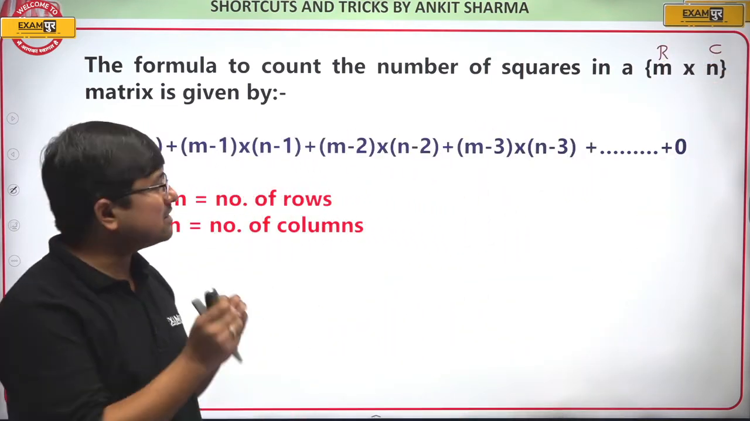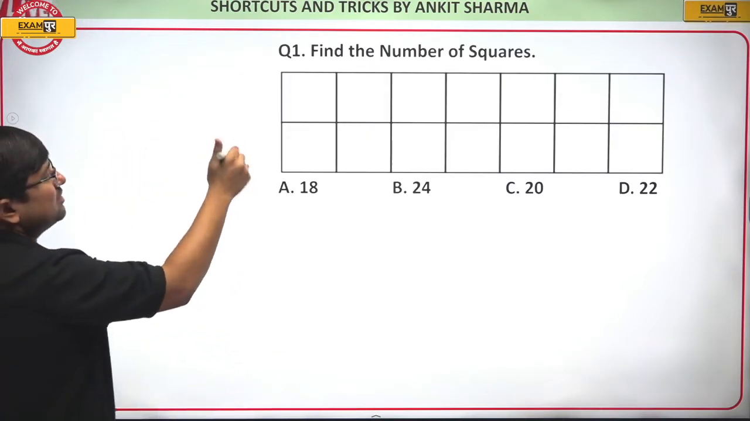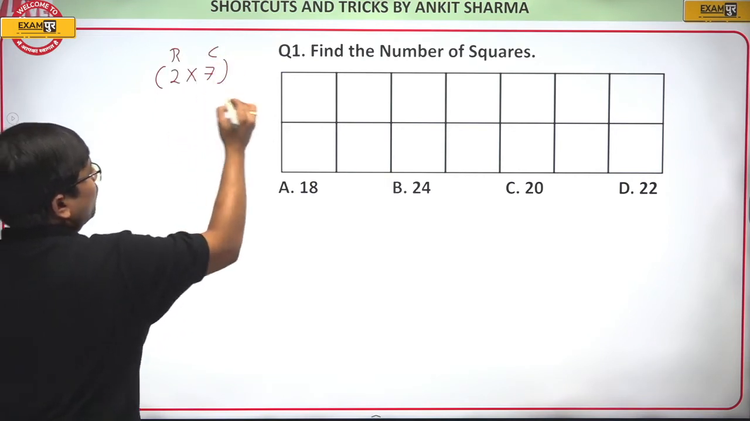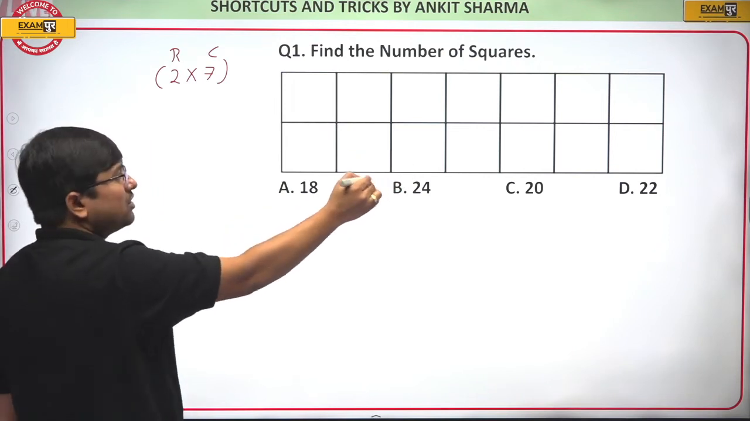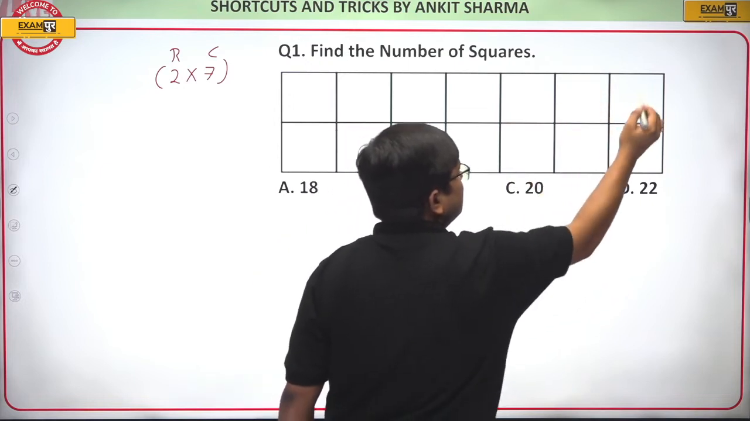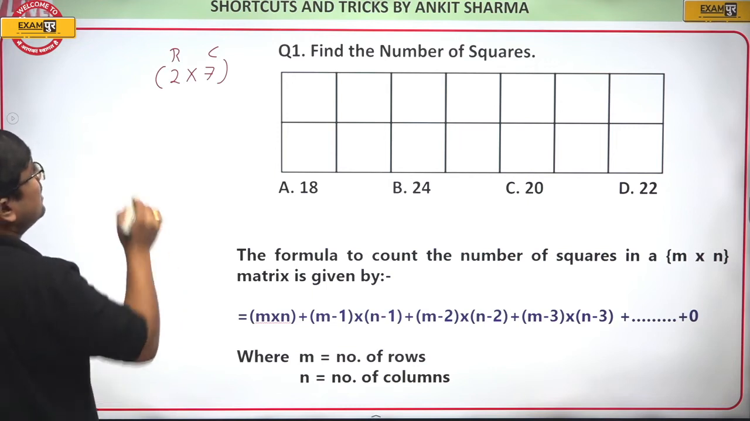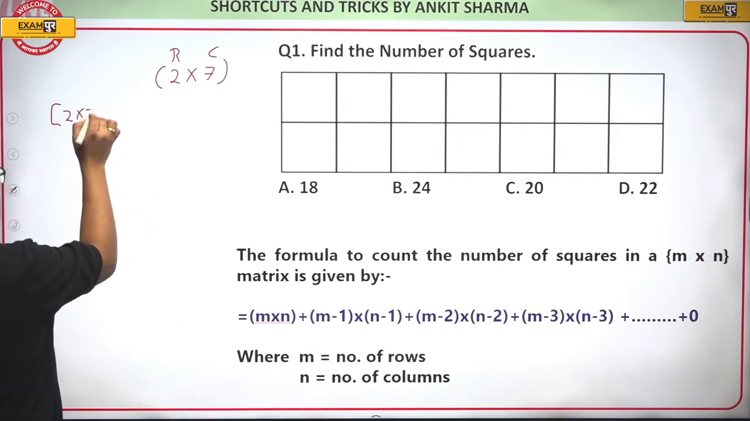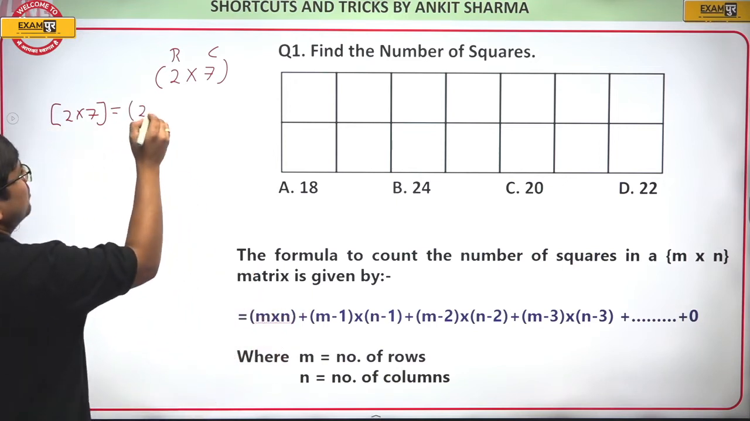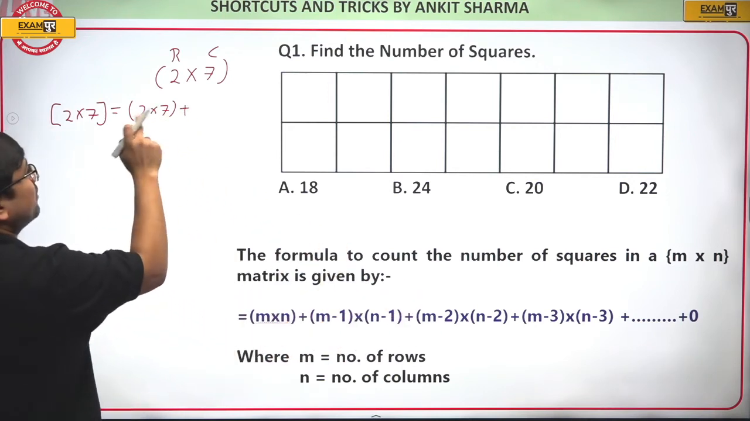Now let us apply this shortcut and check the results. We have already discussed a 2 cross 7 matrix, where the rows are 2, horizontal, and the columns are 7, vertical. So now, as per the formula, what do we have to do? It is a 2 cross 7 matrix, and in a 2 cross 7 matrix, start by multiplying 2 into 7. So 2 into 7, plus subtract 1, 1 from both of them.